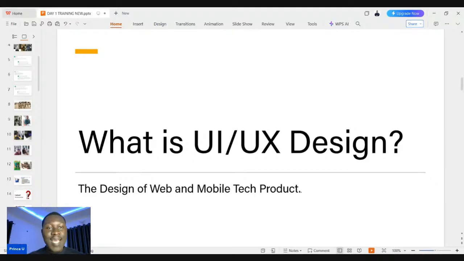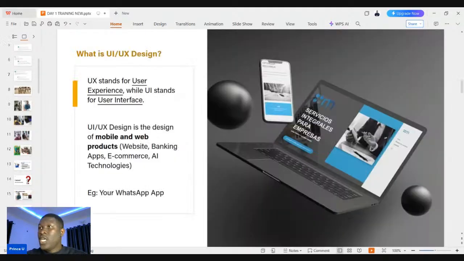So you design like the architect, and the developers will now build what you have designed. So I'm going to go deeper. Don't worry. It's basically website design and mobile app design. That's what we do. So let me now start by explaining the meaning of UI and UX.